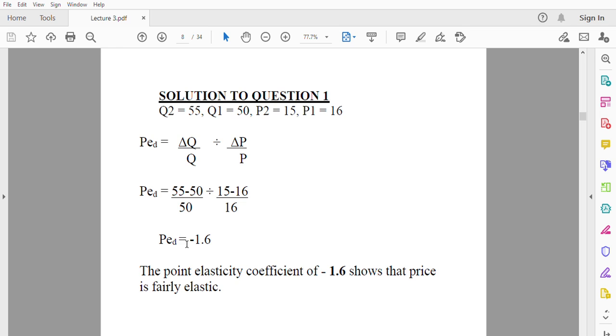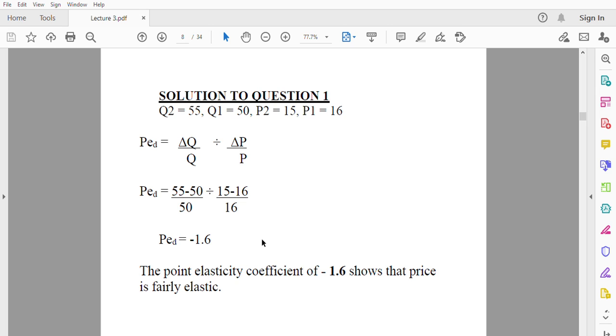So the point elasticity coefficient of negative 1.6, because it's greater than 1, we say that price elasticity of demand is fairly elastic. Right, so that is it.